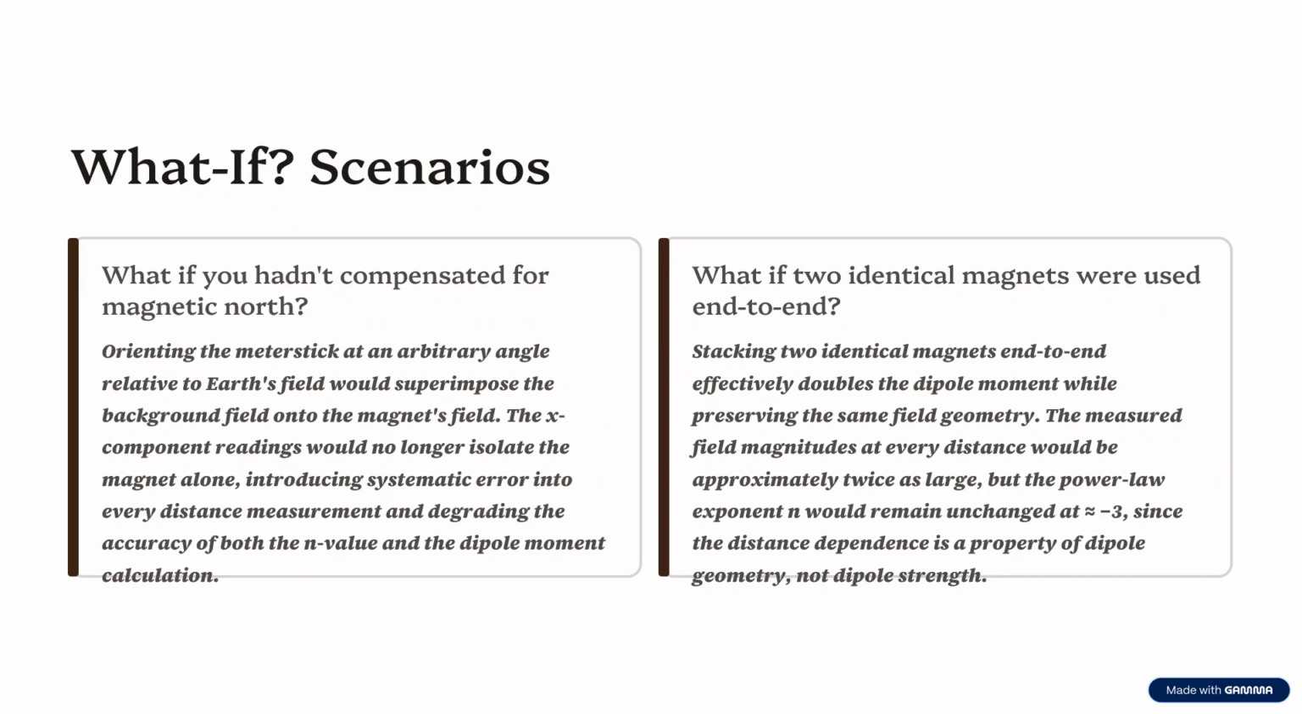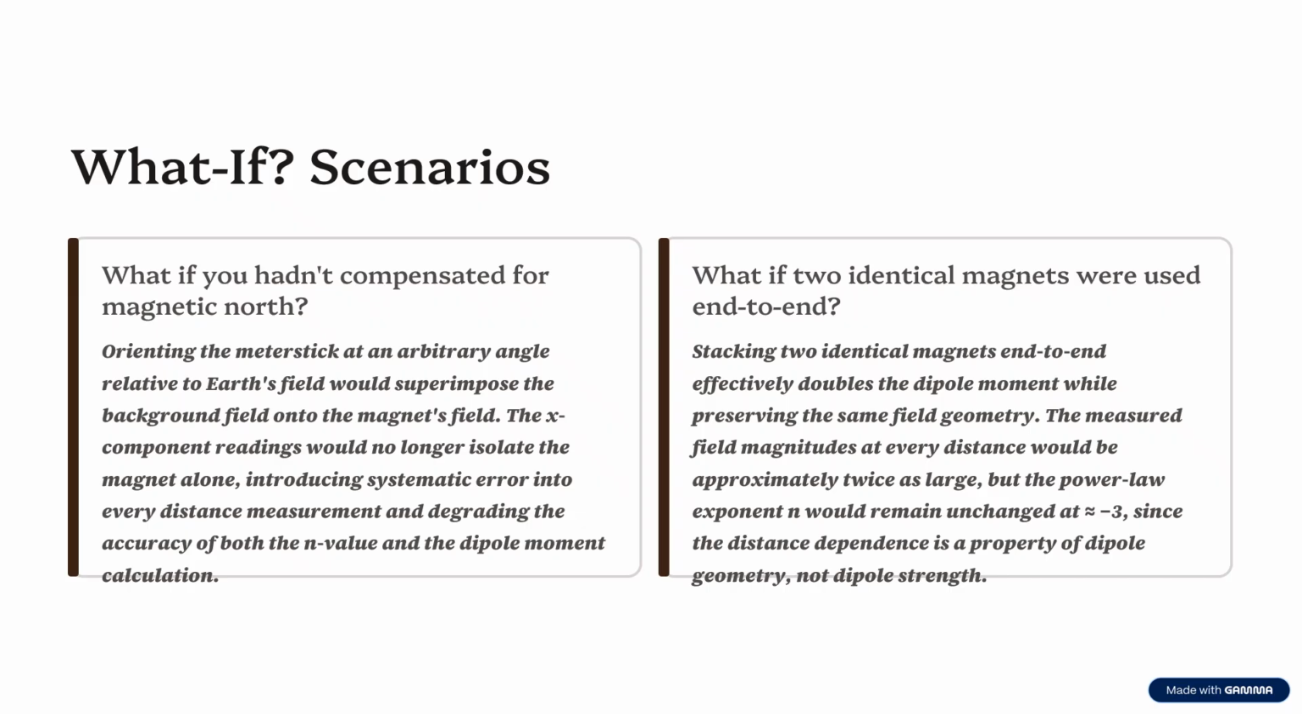Some what-ifs: if I hadn't compensated for magnetic north, it would superimpose the background field onto the magnetic field. The X component readings would no longer isolate the magnet alone, introducing systematic error into every distance measurement, impacting the accuracy of both the n value and the dipole moment calculation.